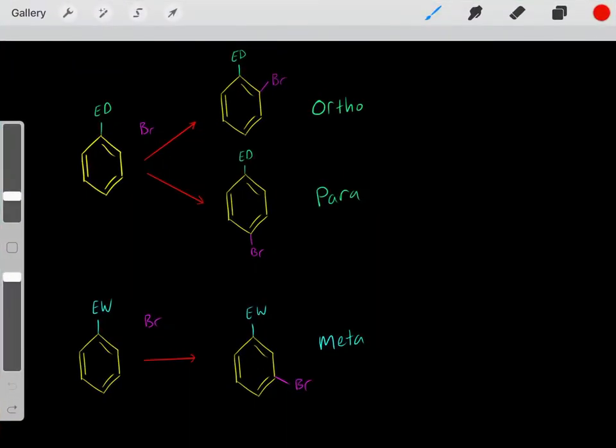So in the last video, we learned about these ortho para-directing groups versus these meta-directing groups. And we know, for example, if we have a benzene compound with this electron donating functional group, some kind of functional group that donates electron density, we know that's going to favor adding this bromine compound on the ortho position, creating this product, or in the para position, creating this product.